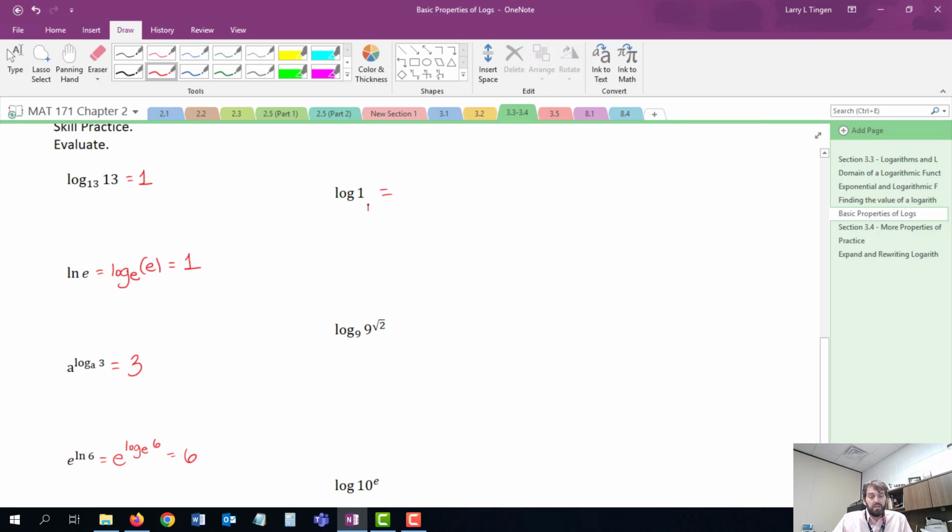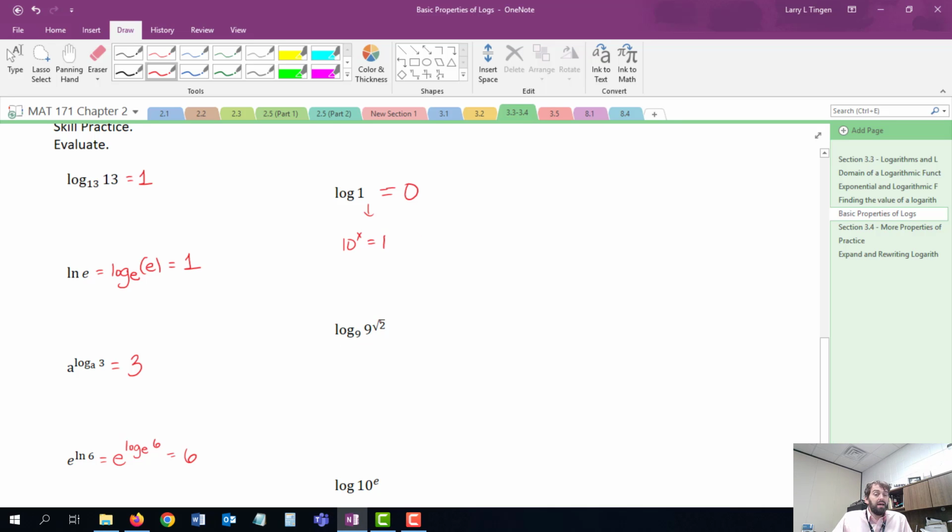So again, in essence, what's going on here? 10 raised to some power equals 1. What is that power? The only way to get 10 raised to some power equal to 1 is if you've raised it to the 0 power.